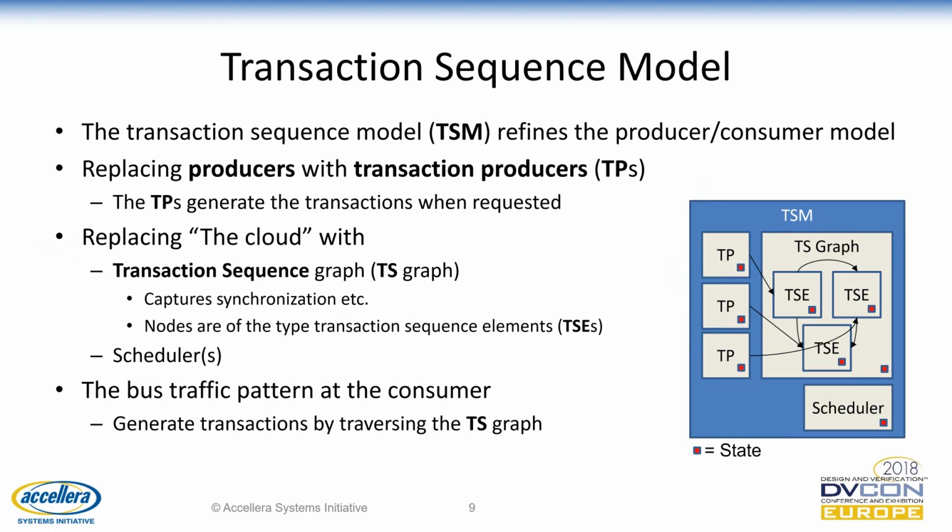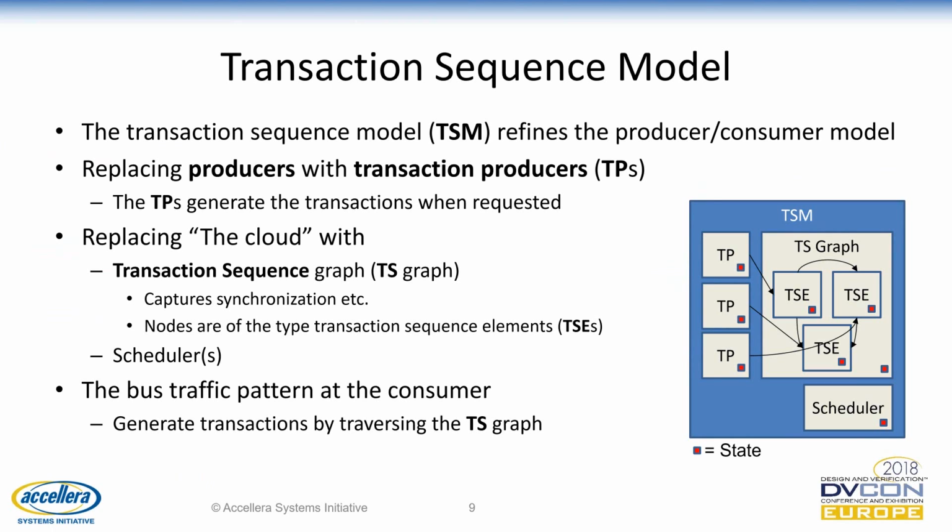And then the actual bus traffic pattern at the consumer is done by generating transactions by traversing the actual transaction sequence graph. Meaning that when you have this system, you traverse the graph, and the answer of traversing the graph is one transaction that you then can apply at the consumer side.